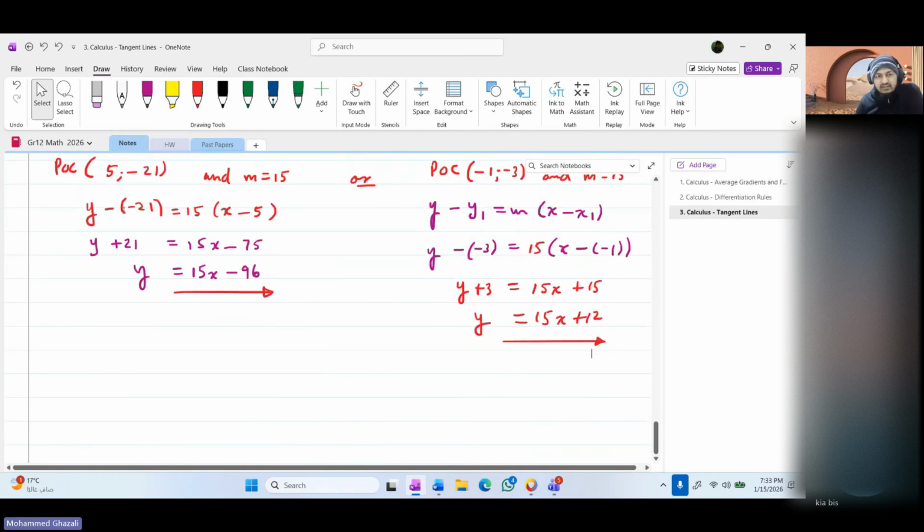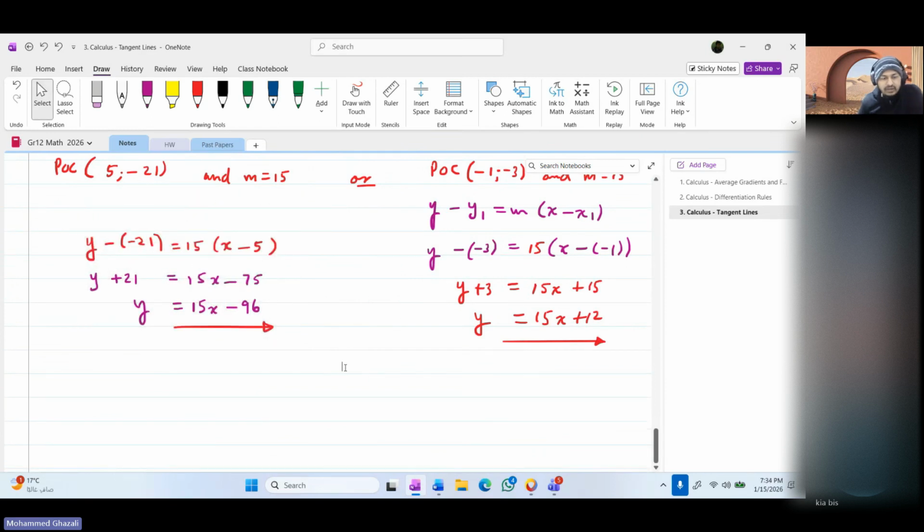We're just using the analytical geometry formulas here. Let me just write it down. What we use: y minus y1 equals m into x minus x1. Nice question.